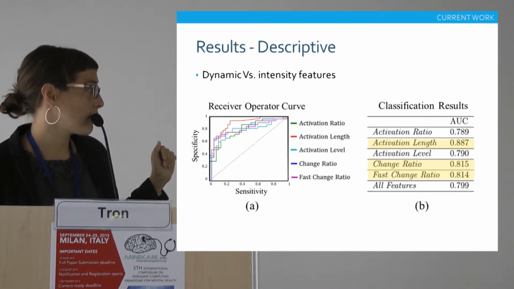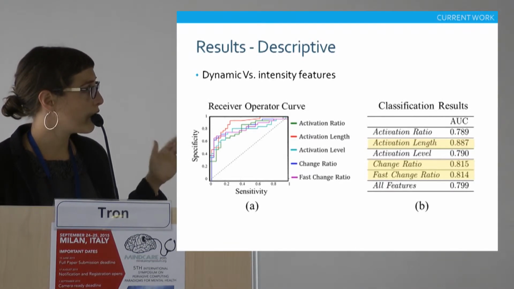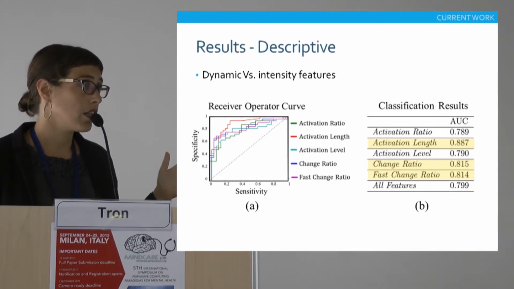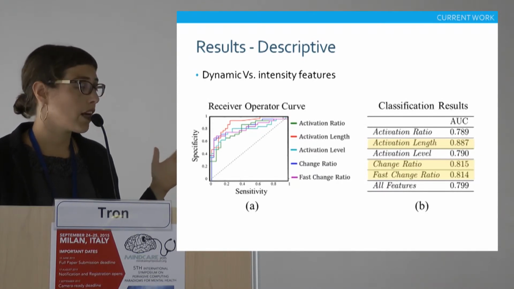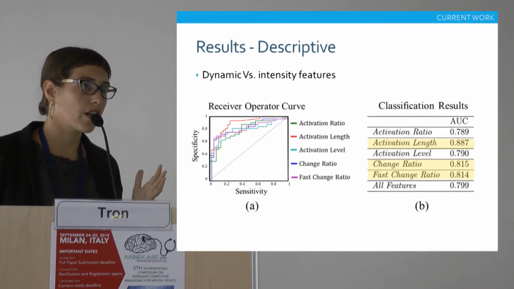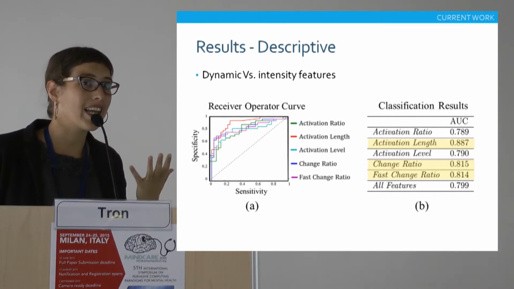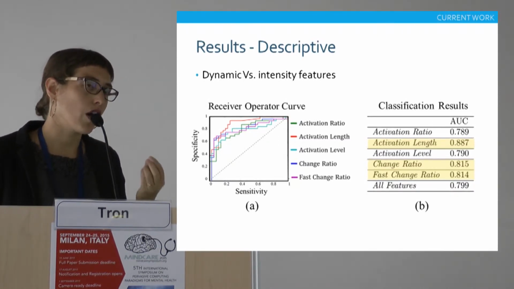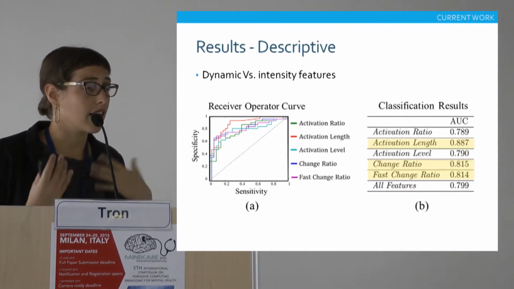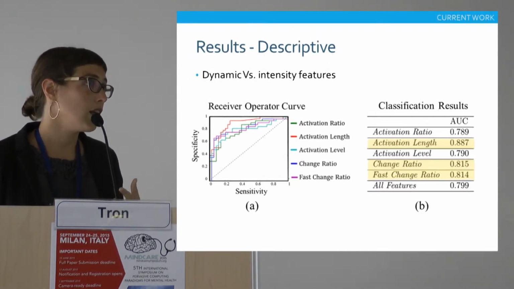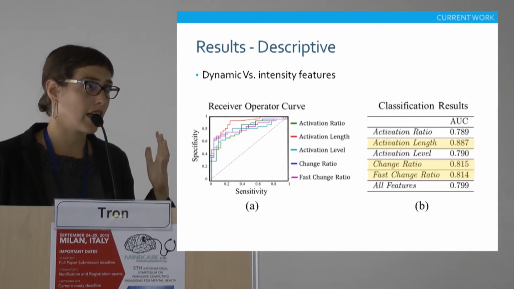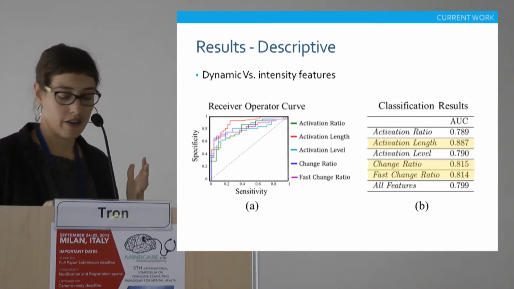The second best features were change and fast change. So our results really emphasize, I think, how important it is when we try to analyze facial activity to not only look at the intensity and the presence of the action unit, but also to look at how it changes over time, because there's a lot of information there.